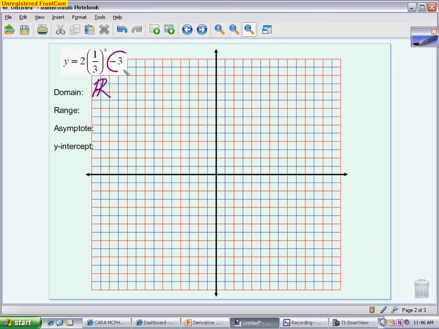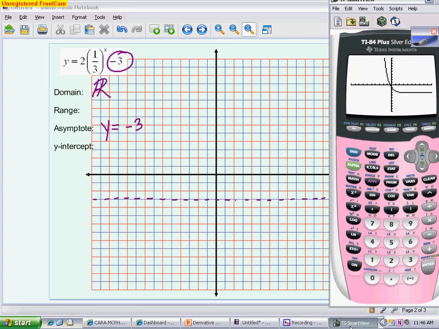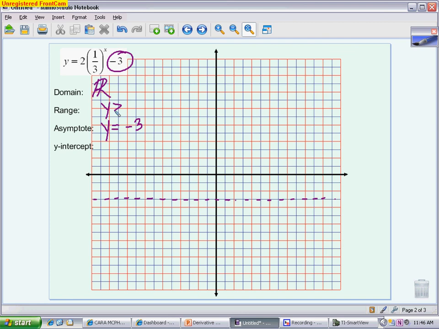My asymptote is going to come from this line at this number at the end. It is y equals -3. So on my graph, I'm going to draw a dotted line along y equals -3. My range, if you look at your graph, again, is above the asymptote. So my range is going to be y is greater than -3. If you want, you could write it from -3 to infinity.